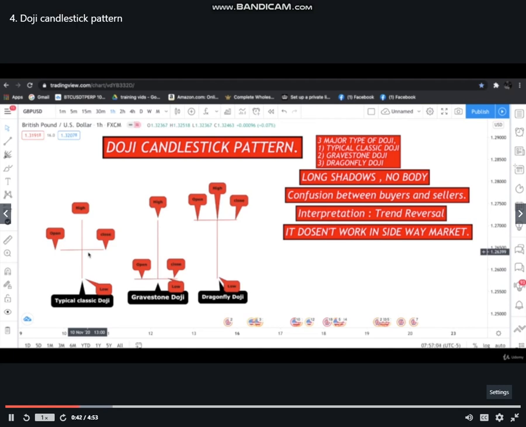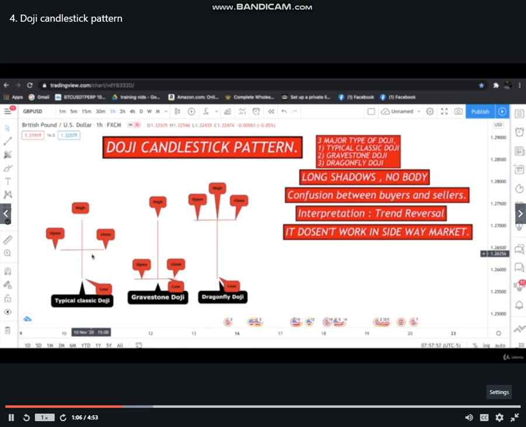This is the typical classic doji candlestick, also known as the long-legged doji. This is the doji which you will find most often on the charts. You can see it has long shadows but no body at all. Here is the opening price and here is the closing price. This is the high and the low. The opening price is very close to the closing price, so they are basically sticks, no body at all.